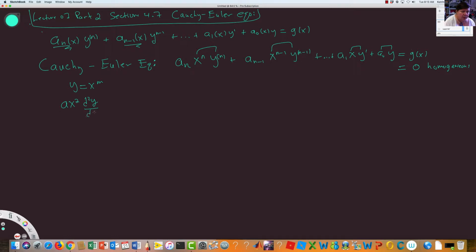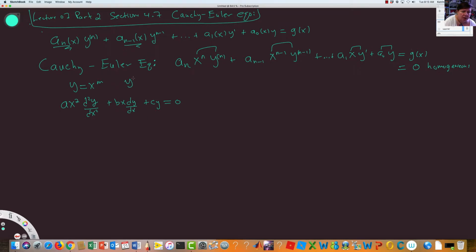And I'm going to write it out like this. Just write it all out. Plus bx times dy dx plus cy. And we're going to look at the homogeneous version and show you how to solve using this. Okay, so we're going to substitute this in.